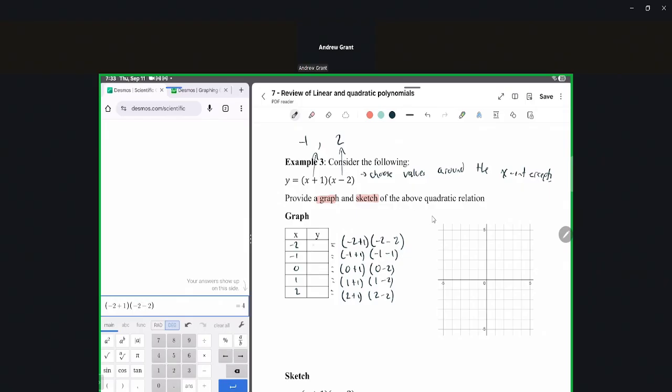And so we can see the answer to this is going to be 4. And so again, I'm using the Desmos scientific calculator and the Desmos graphing calculator. You can find these both by just typing in Google, Desmos scientific calculator, Desmos graphing calculator.